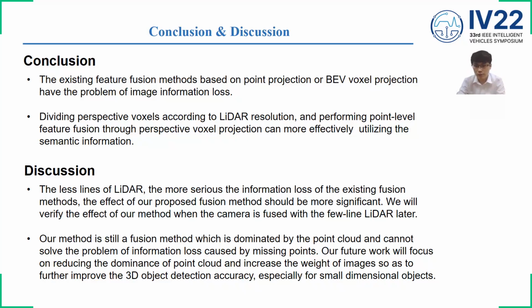Our future work mainly consists of 2 aspects. The fewer the lines of LiDAR, the more serious the information loss of the existing fusion methods, and the effect of our proposed fusion method should be more significant. We will verify the effect of our method when the camera is paired with a few-line LiDAR later. Our method is still a fusion method which is dominated by the point cloud and cannot solve the problem of information loss caused by missing points. We will focus on reducing the dominance of point cloud and increasing the weight of images so as to further improve the 3D object detection accuracy, especially for small objects.